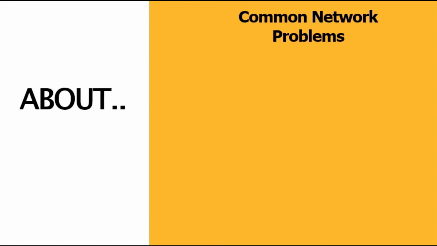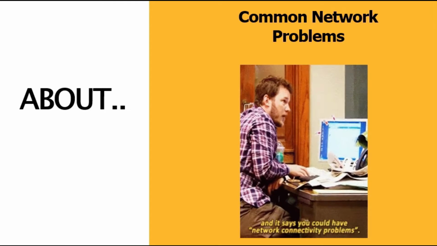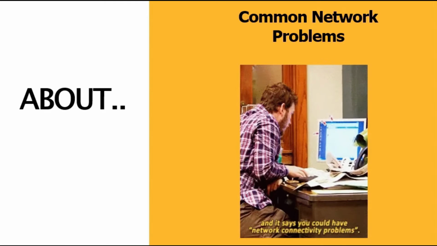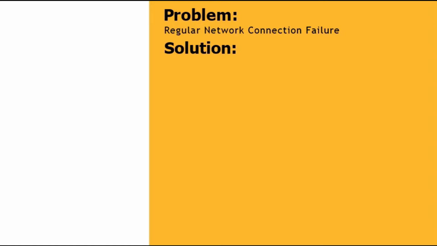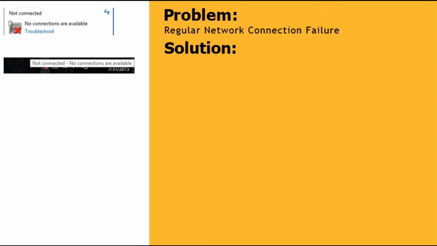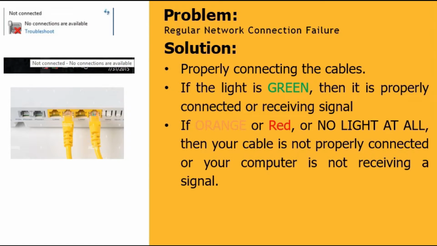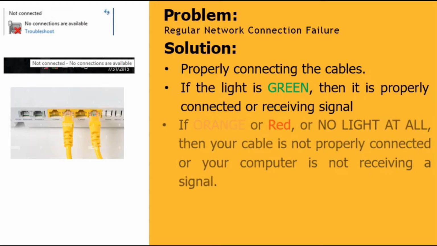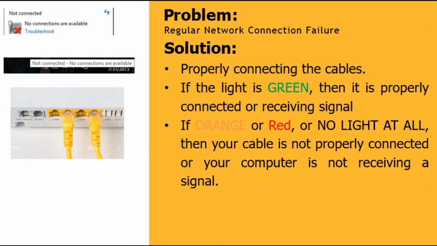So today we are going to be talking about common network problems. So what are some common network problems? Are you having a regular network connection failure and your computer keeps on showing you this? I'm also going to show you some fixes for this. Sometimes it's merely a matter of properly connecting the cables. If the light is green, then it's properly connected and receiving signal. If orange or red or no light at all, then your cable is not properly connected or your computer is not receiving a signal.